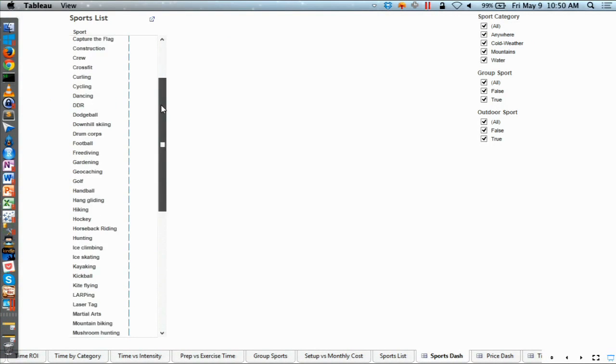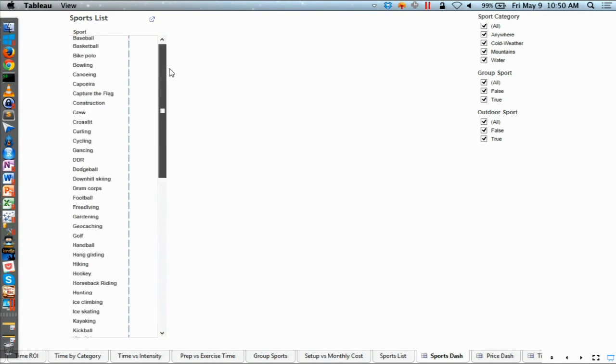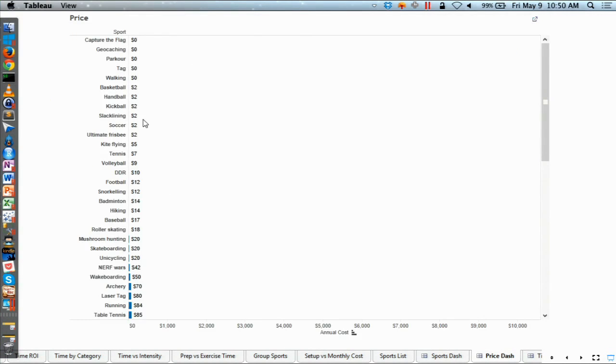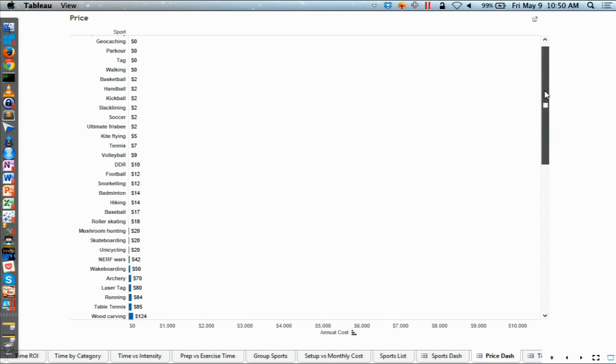So here's a list of over 100 different sports. More importantly, here's the price. Some of them are absolutely free. They cost nothing that you don't already have. And some things are extremely inexpensive. For example, basketball costs roughly $2, which is the cost of a basketball. And we can also see a lot of the most popular sports in the world are up at the top because they cost almost nothing to do, almost nothing to play. This is the annual cost to do it, including the cost of equipment.